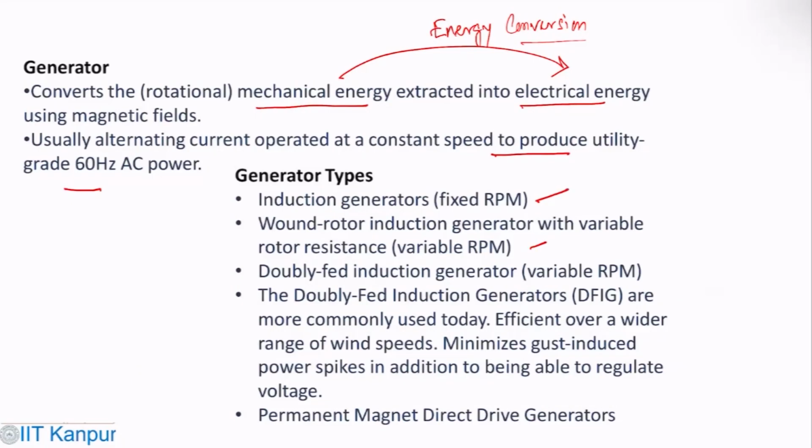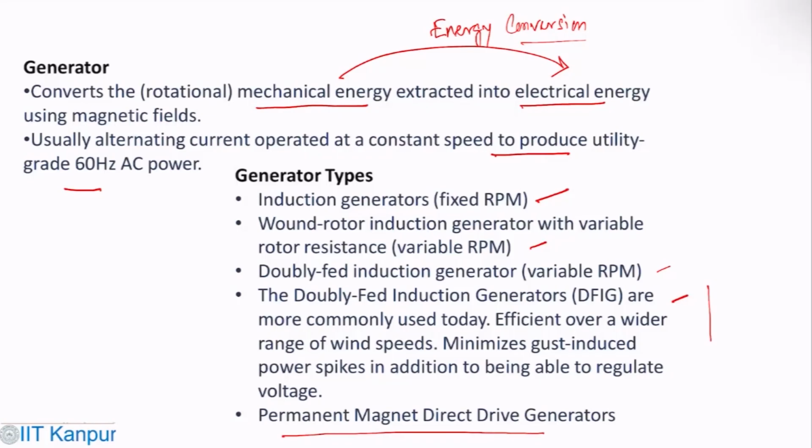Wound rotor induction generators, which are variable RPM based. Double feed induction generators, variable RPM based, which are most commonly used today, very efficient over a wide range of wind speed, minimizes gust induced power strokes and things like that. And then you have permanent magnet direct drive generators. But yes, in the permanent magnet case, you need those rare earth elements which are not very easily available. But the DFIG has been quite successful and is very commonly used today.